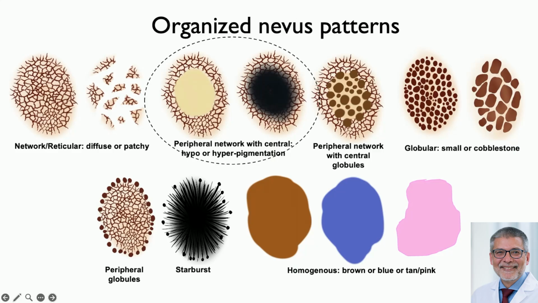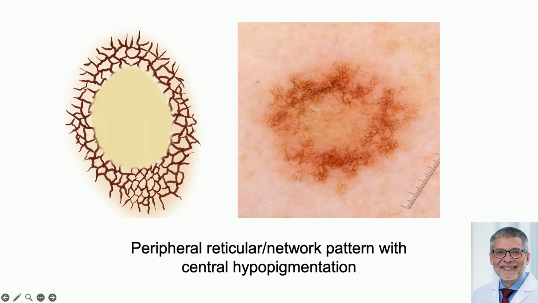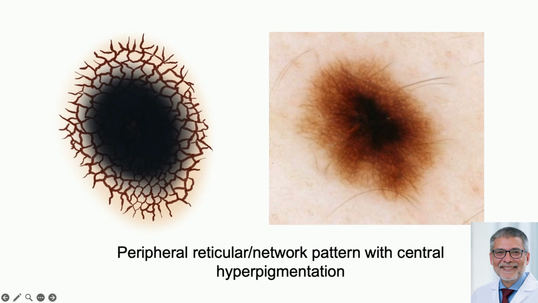The second set of nevi are the so-called peripheral network pattern with central hypopigmentation or central hyperpigmentation. That central hyperpigmentation is known as a central blotch. And so here is the peripheral network pattern with central hypopigmentation, and this one with the central hyperpigmentation. So what's the caveat or the important things that you need to know about these two patterns?